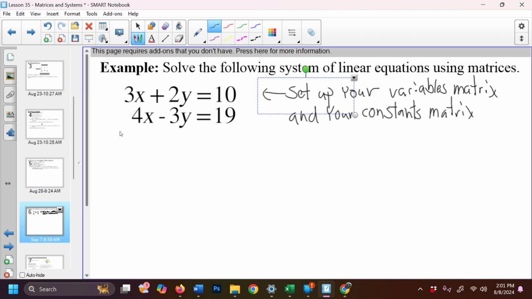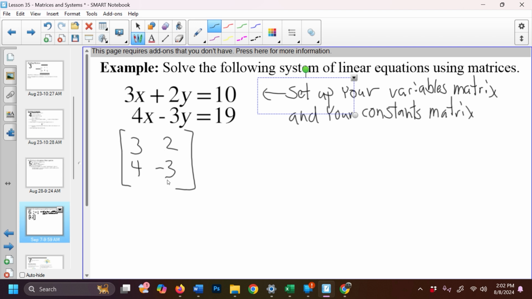So the variables are all on one side, and I also have made it so that the variables all line up neatly in columns for myself. And so my first matrix, that variables matrix, will be just these coefficients for the x variables and the y variables. So I'll have 3, I'll have 2, I will have 4, and I will have -3.